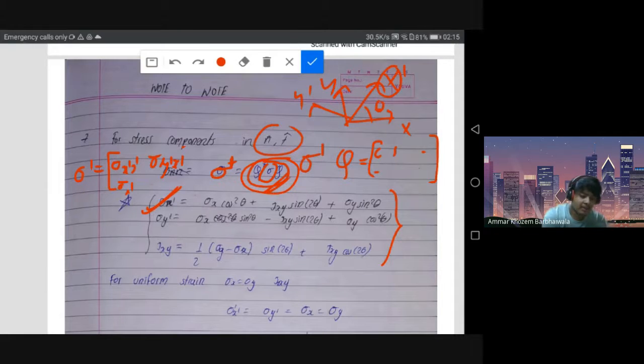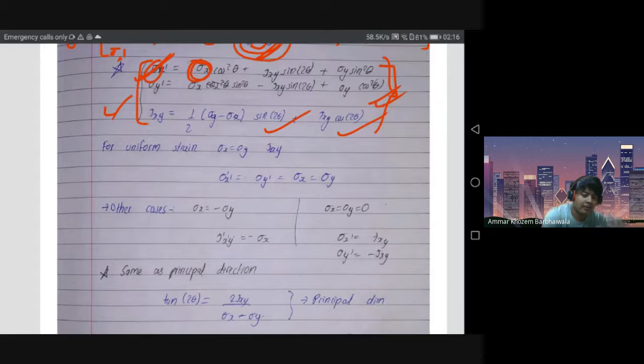So you have sigma x prime equal to sigma x cos square theta plus tau xy sin 2 theta plus sigma y sin square theta. Similarly, sigma y prime would be sigma x sin square theta minus tau xy sin 2 theta plus sigma y cos square theta. They are kind of similar. And we have tau x prime y prime equal to half of sigma y minus sigma x times sin 2 theta plus tau xy cos 2 theta. So you can find the new components in terms of the old components, sigma x prime in terms of sigma x.